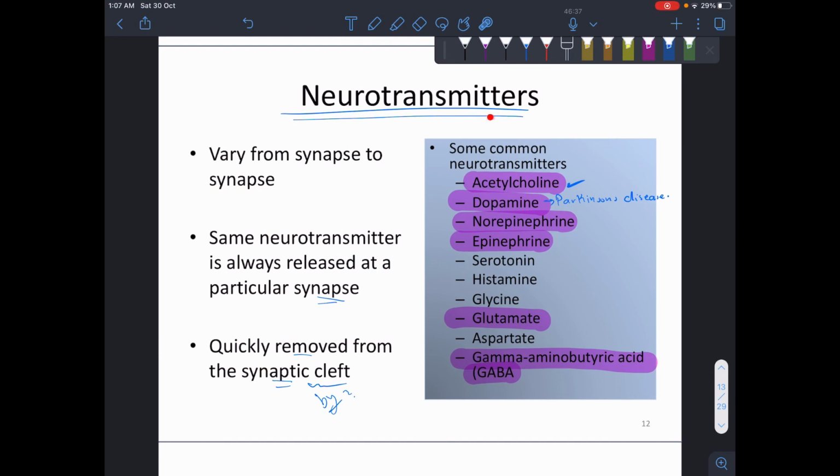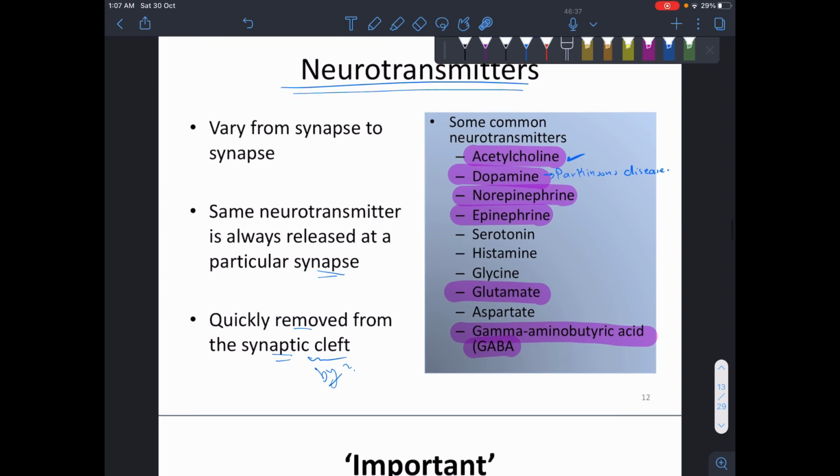As I said, the most important neurotransmitters are acetylcholine, dopamine, norepinephrine, epinephrine, glutamate, and gamma-aminobutyric acid or GABA. The type of neurotransmitter varies from synapse to synapse. Some neurotransmitter is always released at a particular synapse.